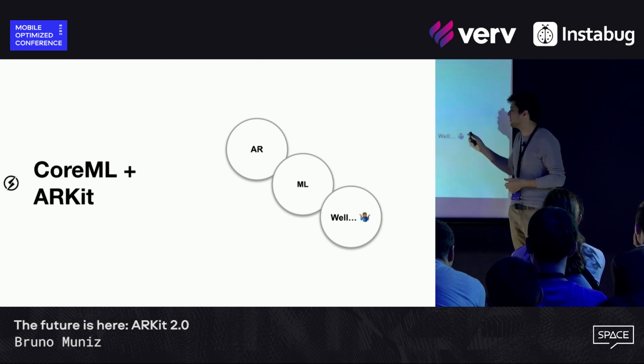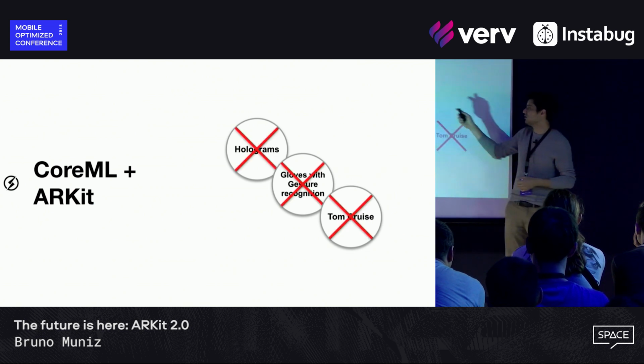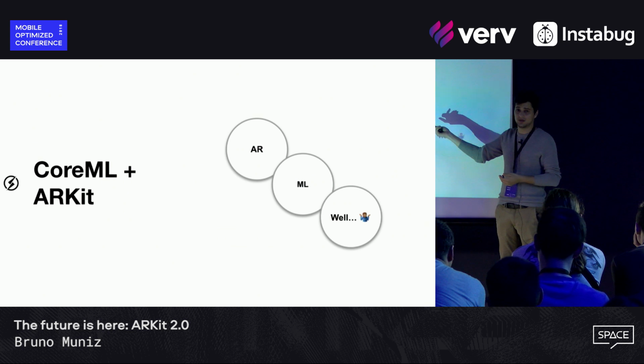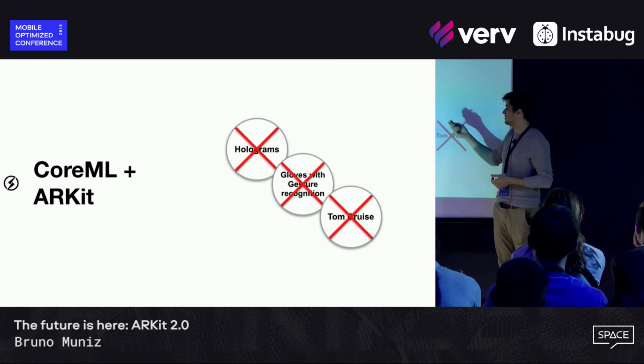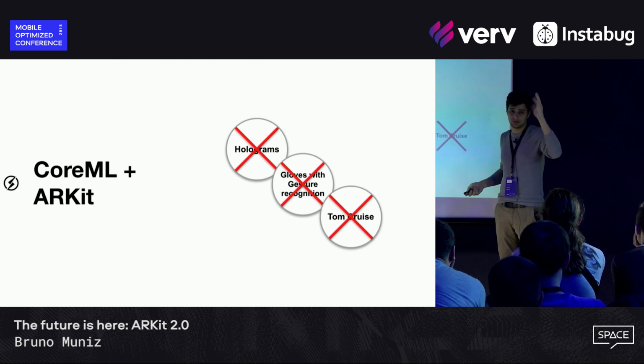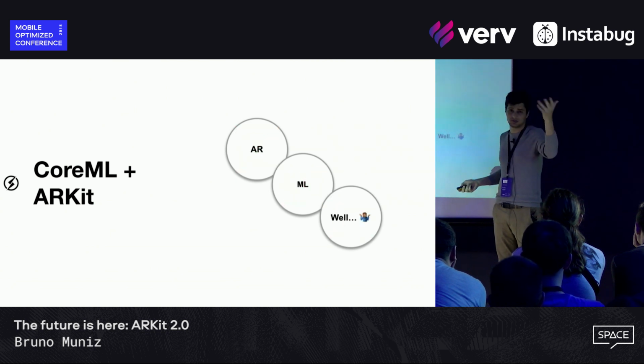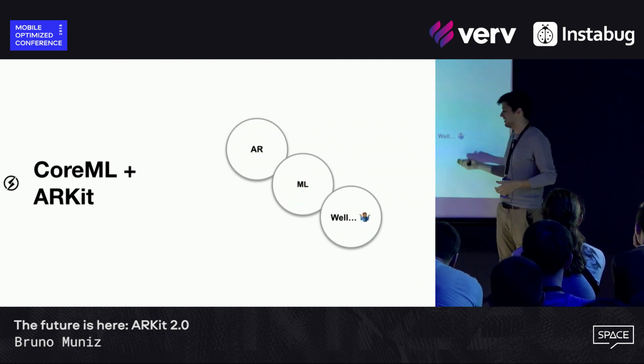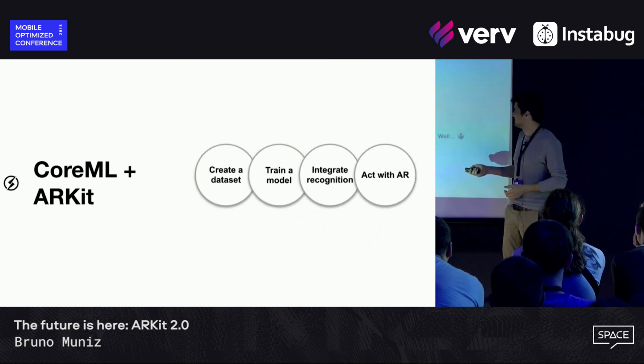Then I said, you know what, let's do some substitutions here. Holograms can be easily replaced by augmented reality. And for these gloves with gesture recognition, I don't even have to buy gloves because I can train my model with my hand. Then I can set gestures with machine learning. And Tom Cruise, there was no way.